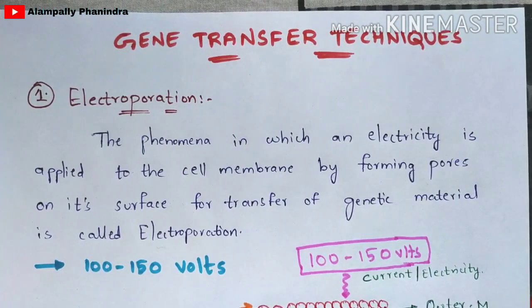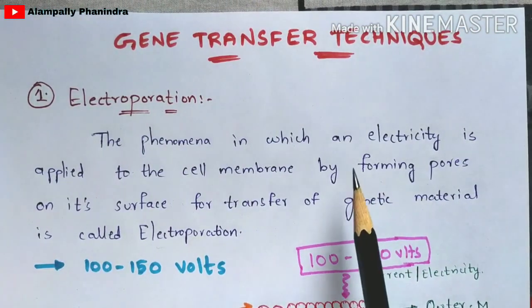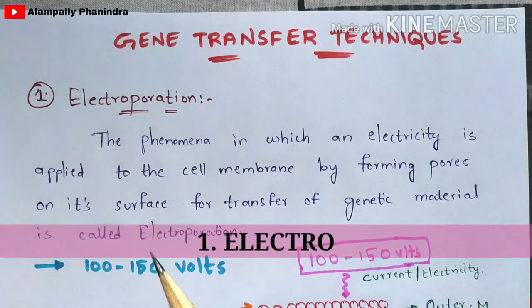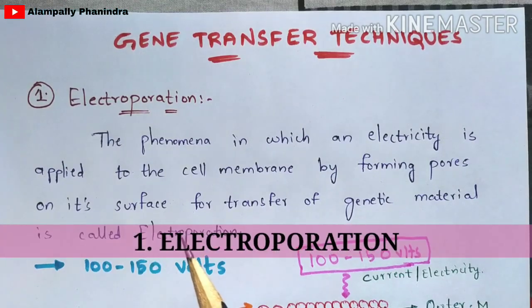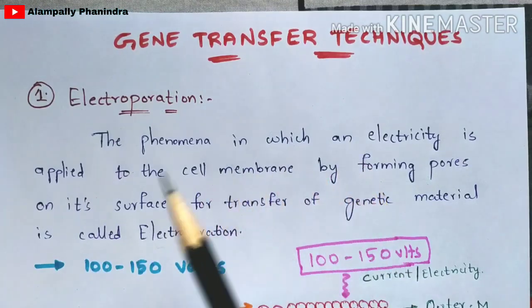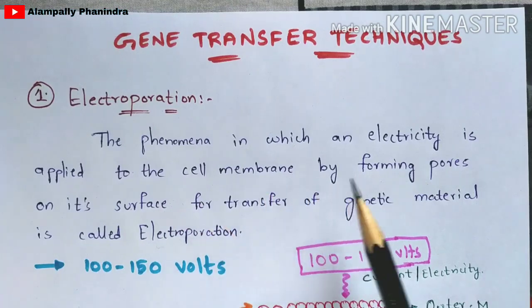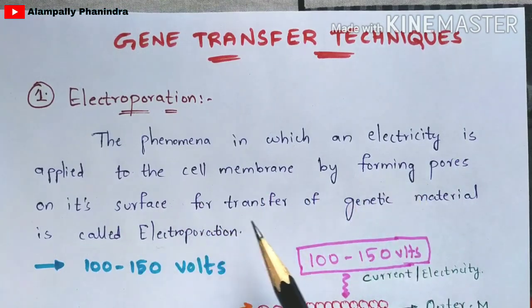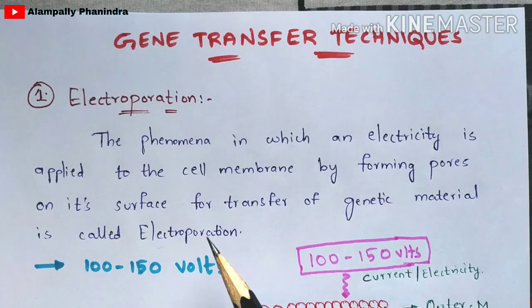So in this video, let us discuss gene transfer techniques, and among them the first one is electroporation. So in this video, firstly let us discuss the electroporation method. What is the exact definition of electroporation? The phenomenon in which electricity is applied to the cell membrane, forming pores on its surface for the transfer of genetic material, is called electroporation.